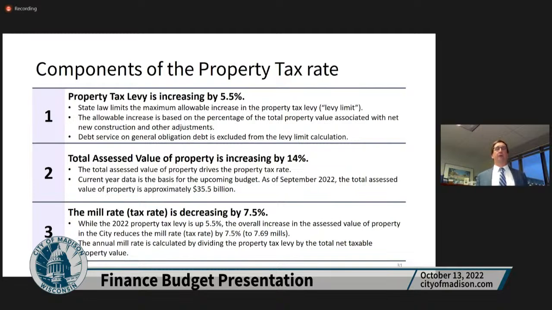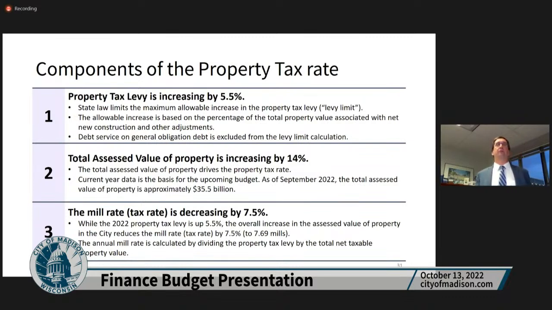We also have the other element of this, which is that assessed value of property in the city has gone up significantly. It's going up by 14%. That does include adding the value of property in the town of Madison that will be attached to the city at the end of this month. And that means that property will then be in the city and taxed at the city's tax rate. The estimate for the 2023 budget of the assessed value is about $35.5 billion citywide, with the town of Madison being about 1% of that total.